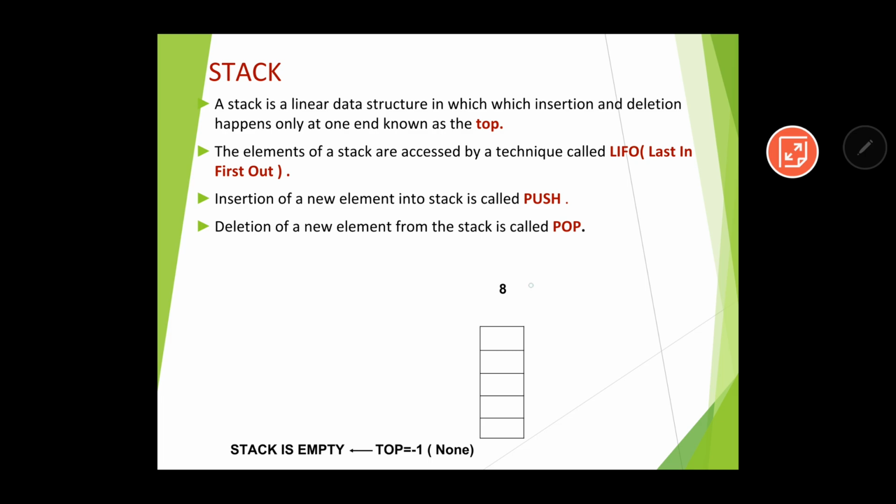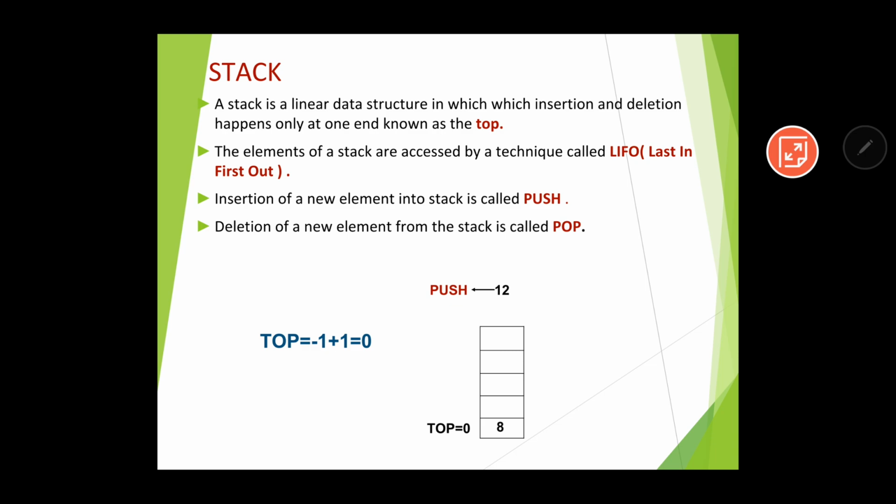Now let's say we have an item called 8 and I want to push 8 into the stack. Pushing means inserting an element into the stack. So when 8 is pushed into the stack, the value of top will not be -1, it will be incremented by this formula: top = top + 1. The current value of top is -1, so -1 plus 1 gives you 0. So currently the top will have a value of 0.